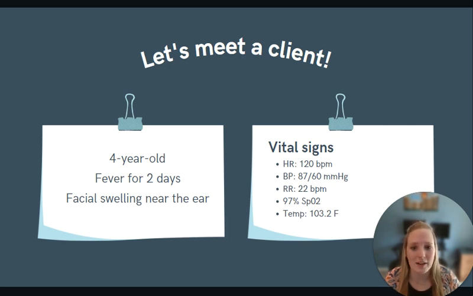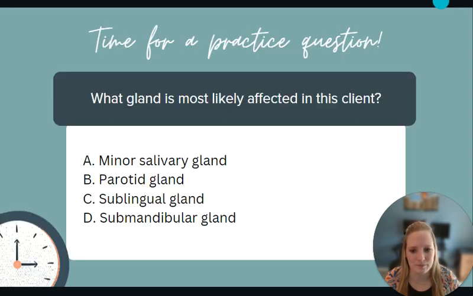While reviewing the chart, you notice that the triage nurse documented notable bilateral swelling on the face, just in front of the ears. So let's stop here and do a quick knowledge check question to make sure everyone is on the same page. What gland is most likely affected in this client? A, minor salivary gland, B, parotid gland, C, sublingual gland, or D, submandibular gland. If you need a minute, that's okay. Go ahead and pause and start when you're ready.